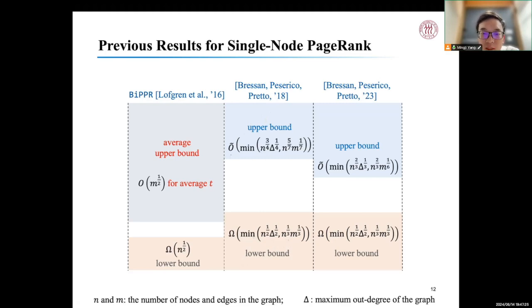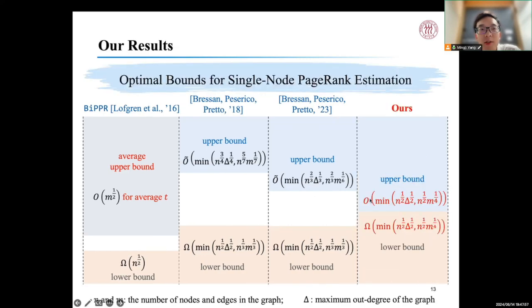Note that here, smaller exponents over n indicate smaller bounds. And later, recently, this upper bound is further improved by the same authors in 2023 to this one, where the exponents over n are both decreased to 2/3. However, as you can see, there still exists a polynomial gap between the upper and lower bounds. And our results bridge this gap by tightening both the upper and lower bounds, showing that the worst case complexity of single-node PageRank estimation is the minimum of n to the 1/2, delta to the 1/2, and n to the 1/2, m to the 1/4.